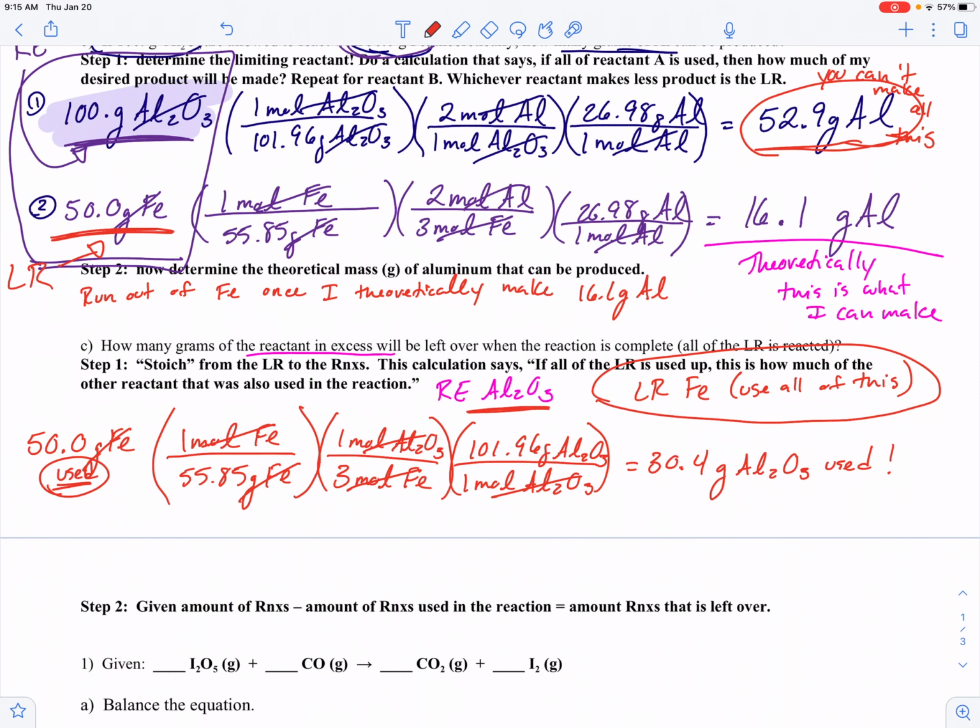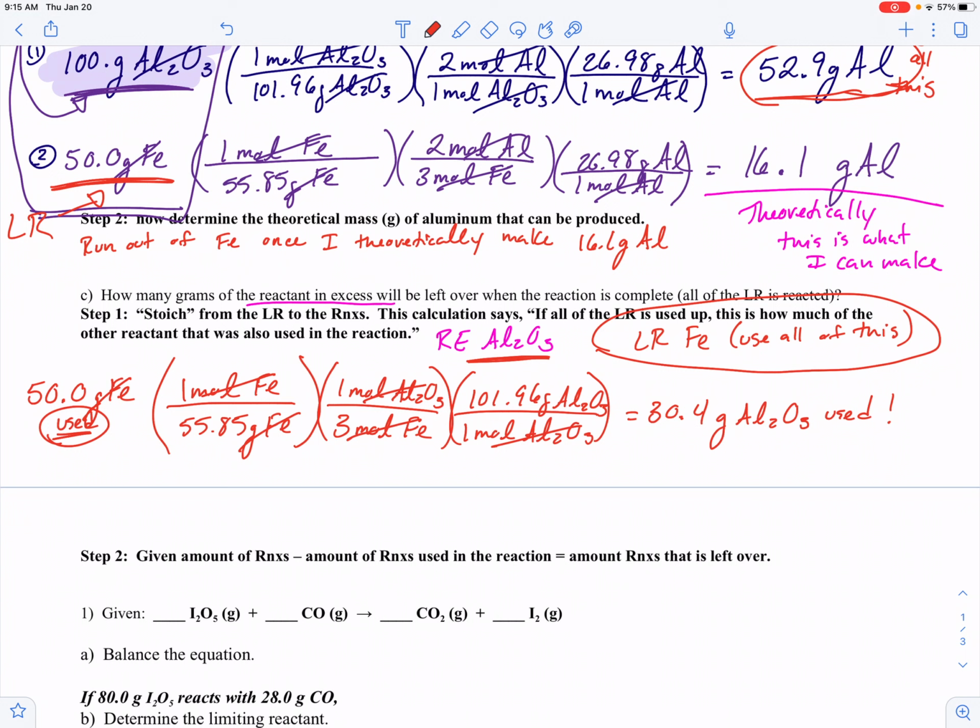Now that's really important because our next step is going to figure out how much I have left over. So that's going to be, again, a lot like your s'mores. So if I had 10 marshmallows and I only used 30 pieces of chocolate, but I gave you 60, there would be 30 left over.